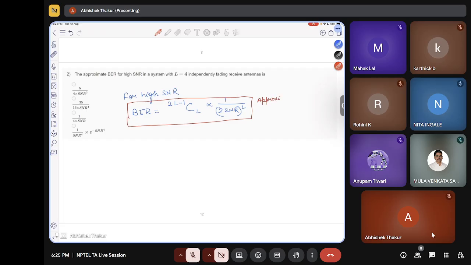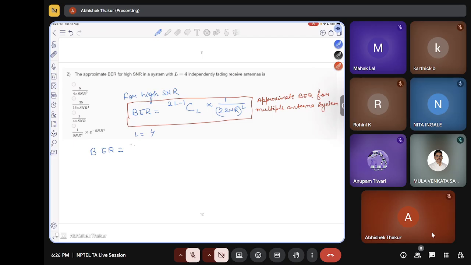and this is approximate bit error rate for multiple antenna system. Okay, so now our bit error rate is given as L is equal to 4, and how this formula came, that also we will see, but first we will solve this question.